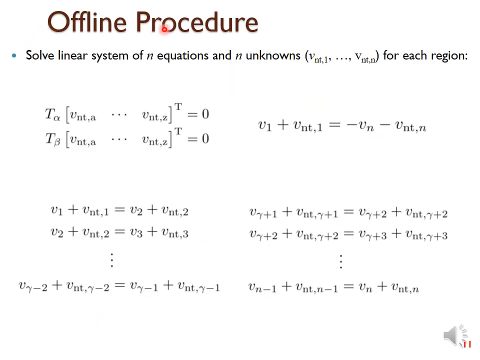Regarding the offline procedure, to obtain these matrices, we have to solve a linear system of n equations and n unknowns, where the unknowns are the no torque voltages, and this should be done only once for the case of symmetrical windings, but for asymmetrical windings we have to do it for each of the basic patterns for the regions. Namely, first we have two equations that impose that the projections of the no torque voltages onto the alpha and beta axis are 0 in order not to disturb the torque.